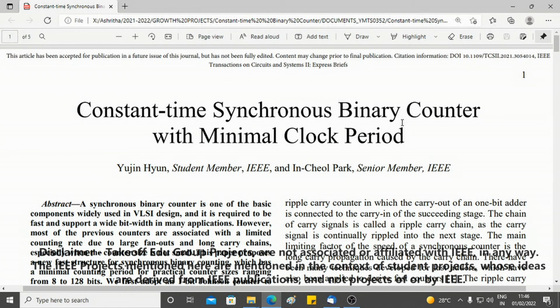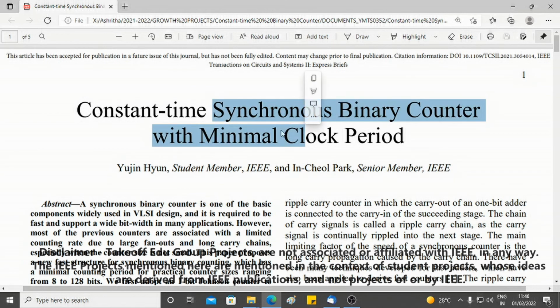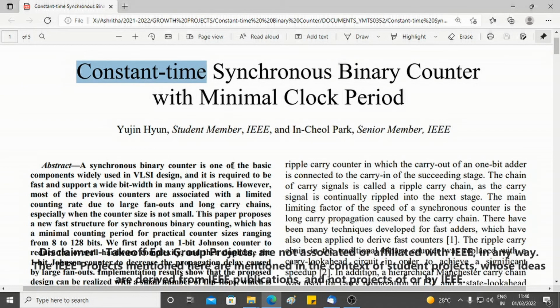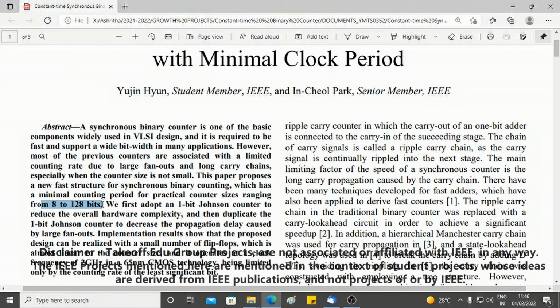Constant time synchronous binary counter with minimal clock period. In this, we are designing a binary counter such that it is synchronous with the clock, and the minimal clock period means it is limited by the LSB of the counting rate. Here we are trying to design a binary counter in such a way that it produces constant time, meaning constant delay, for n equal to 8 to 128 bits.